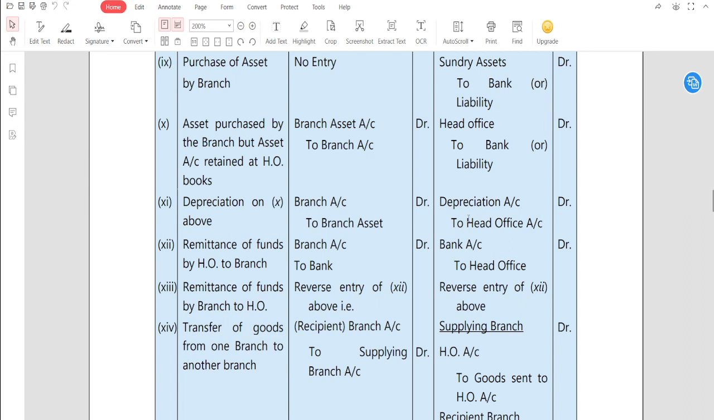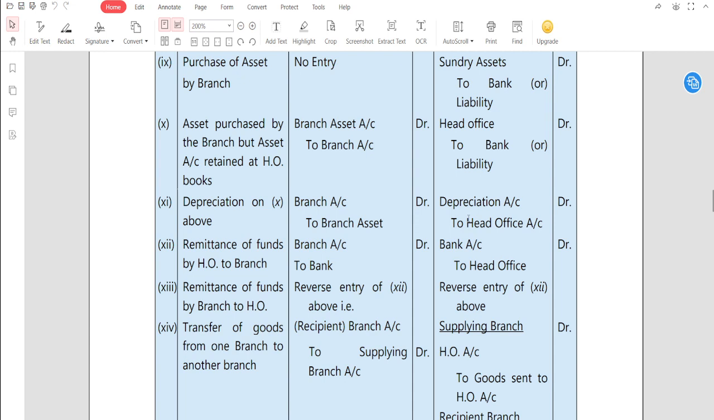That's why. And in the branch books, you see bank is debited because it received the cash, and HO is credited because it has received the cash from the giver, who is nothing but the HO. That's why it is credited. Perfect. But see the journal entry with serial number 13, the remittance of the funds by the branch to HO.